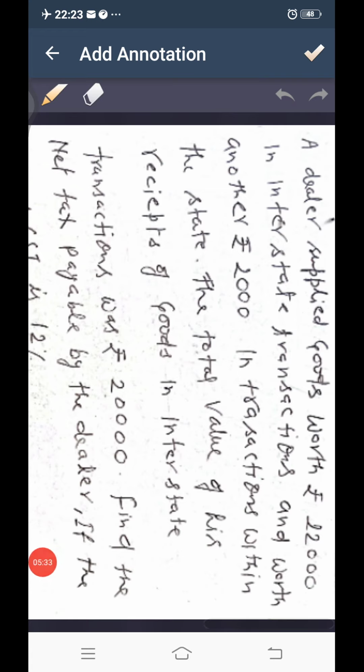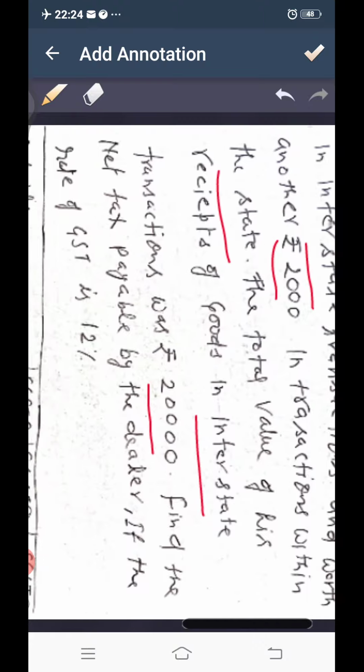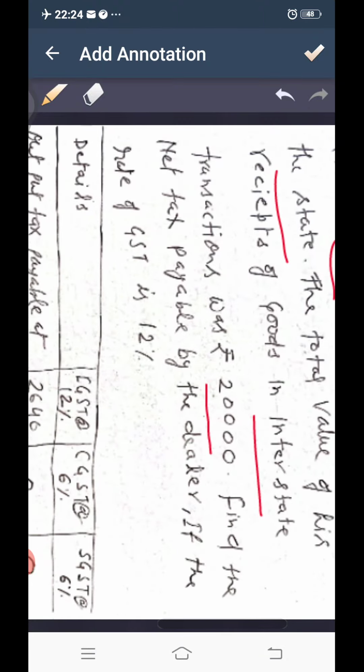Let us take another question. A dealer supplied goods worth rupees 22,000 in interstate transactions and worth another rupees 2,000 in transactions within the state, that is intrastate. The total value of his receipt of goods in interstate transactions was 20,000. Find the net tax payable by the dealer if the rate of GST is 12%.